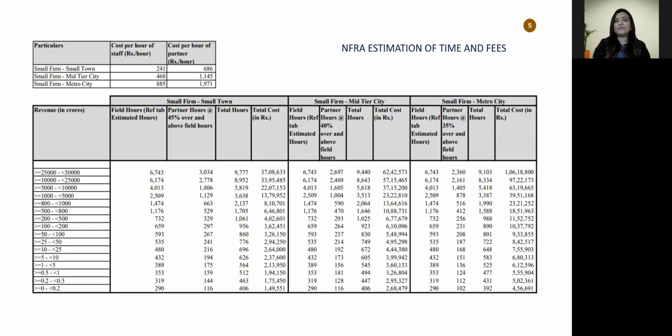NFRA also had done this time estimation. They said, even for a 20 lakh company, you need to spend 290 man hours. One wouldn't know what the basis was, and it's not just turnover driven. It's also volume of transactions, complexity, the risks associated with the audit, etc. But be that as it may, this is the NFRA working and what NFRA thinks should be the state of play for charging audit fees. This is an estimated template, and based on this template they say the lowest audit fee should be 1,49,551 that you see right at the end here.